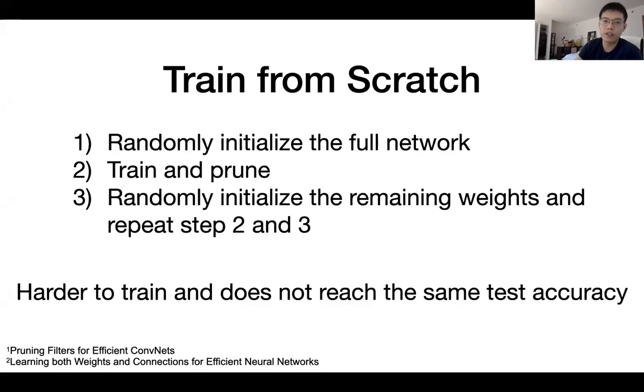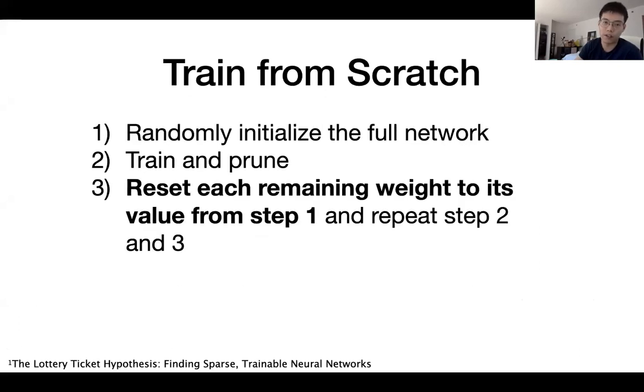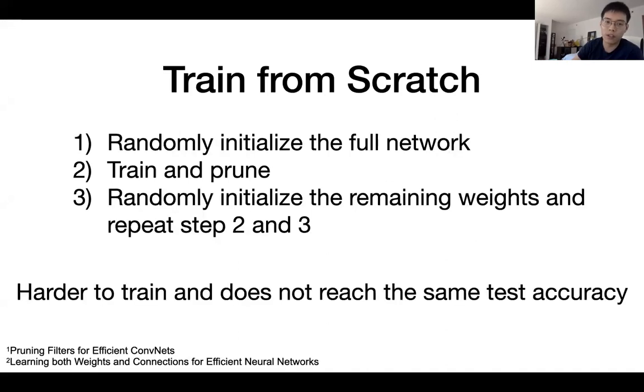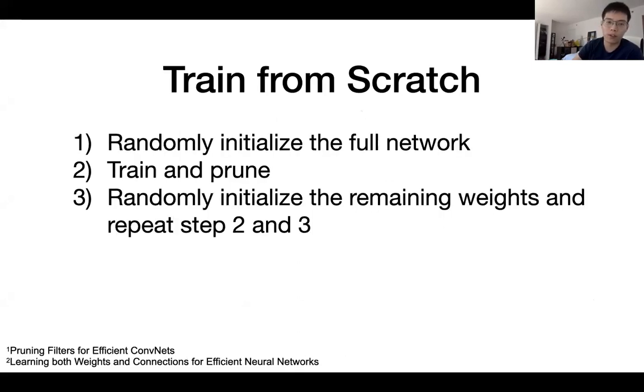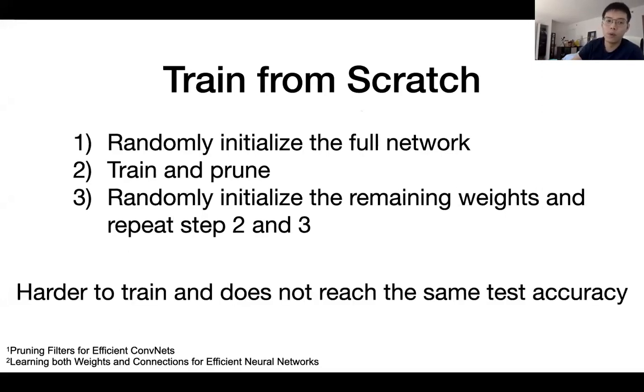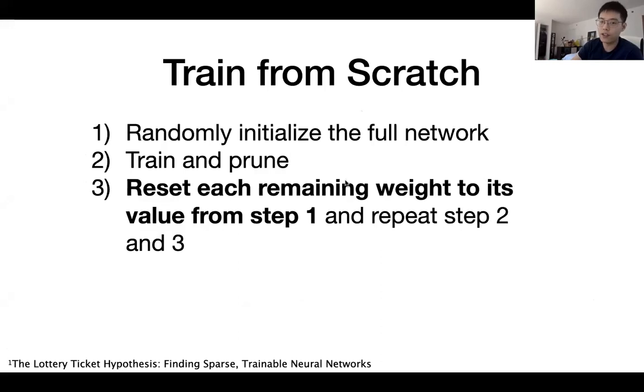So let me describe the second algorithm. It is kind of similar to the first one, but a little bit different. We randomly initialize the full network first. We train and we prune it. But after we prune it, so let me go back to here. Instead of randomly initializing the remaining weights, we reset each remaining weight to its value from step 1.